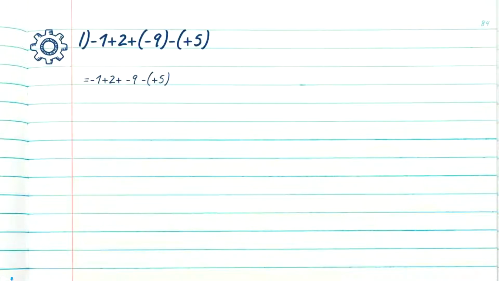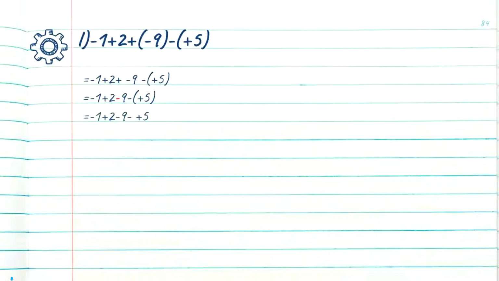But we have that plus and the minus beside each other. Because they're different, we want to make sure that we reduce it down to a negative sign. So let's go ahead and clean up the line. Minus 1 plus 2 minus 9 minus a plus 5, which is in brackets. So let's go ahead and remove the brackets.